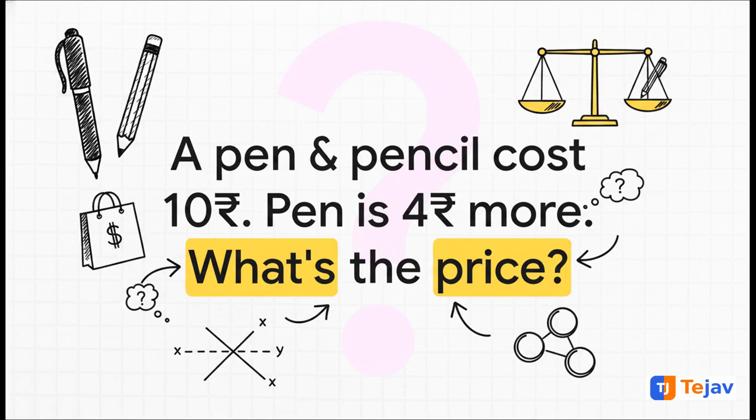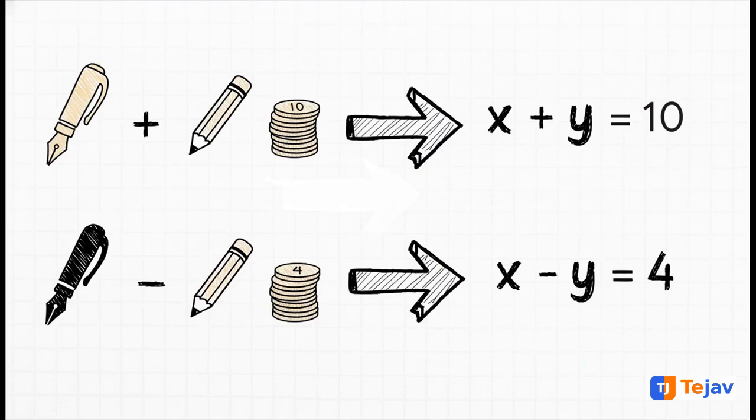No guesswork needed. And here's the really cool part, how we can turn this simple word puzzle into math. Let's just call the pen's price X and the pencil's price Y. All of a sudden, our clues become two simple equations. X plus Y equals 10 and X minus Y equals 4. And boom, just like that, our shopping trip has become an algebra problem.